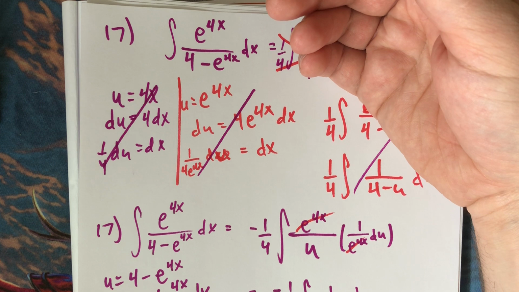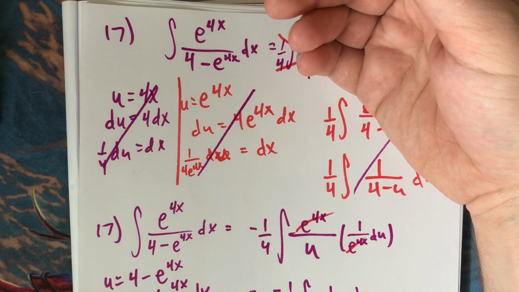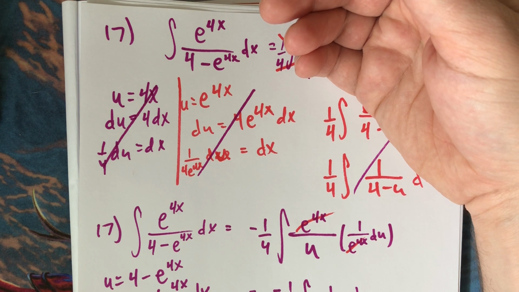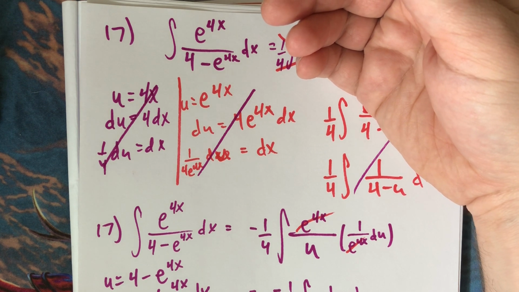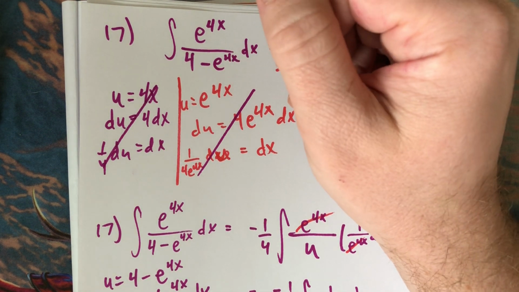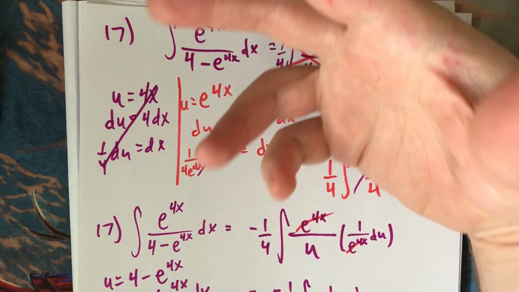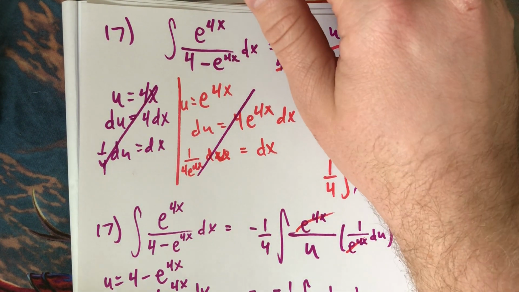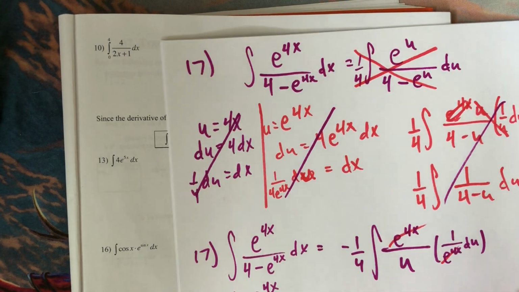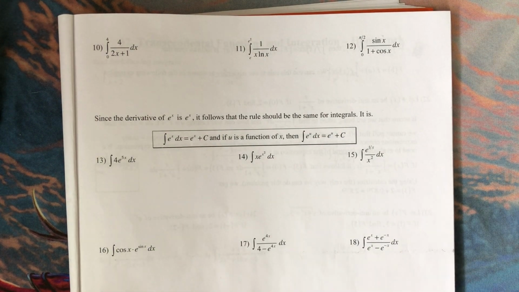Some of you are going to be faster than me. Others of you are going to be like, how do you get that so fast? So everyone's brain works a little bit differently. You're not stupid if you don't see it quickly. Really good example for us to look at.